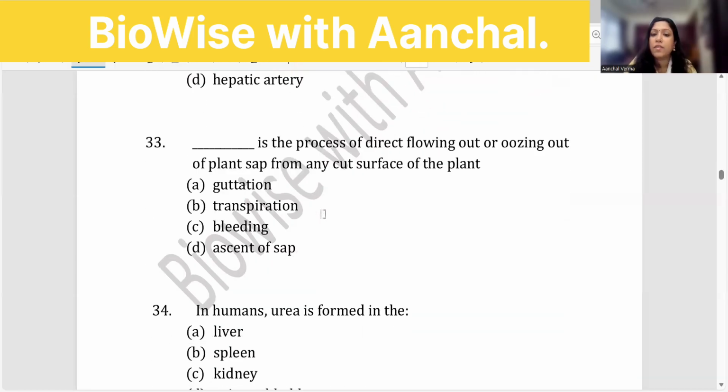Dash is the process of direct flowing out or oozing out of plant sap from a cut surface. Whenever you get a cut, you bleed. Similarly, when a plant gets cut, it also bleeds. So the answer is bleeding.